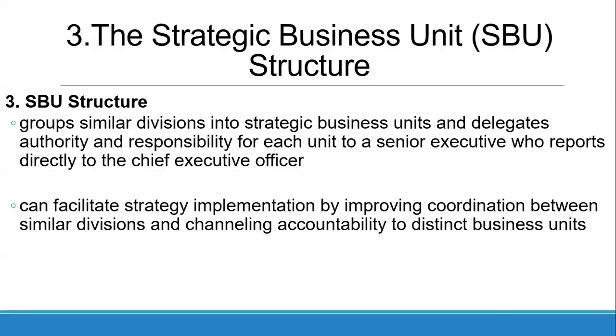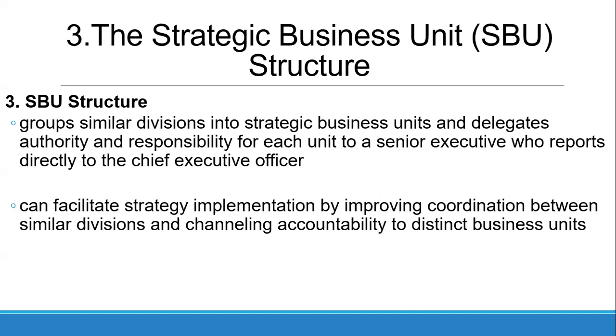Then the third structure available to the implementation of strategy is what we call the strategic business units. And that is also relevant or utilized as the number, size, and diversity of divisions in an organization increase. So when the size, number, and diversity of an organization increases, controlling and evaluating the various divisions become increasingly difficult for the strategists and the managers that manage them.